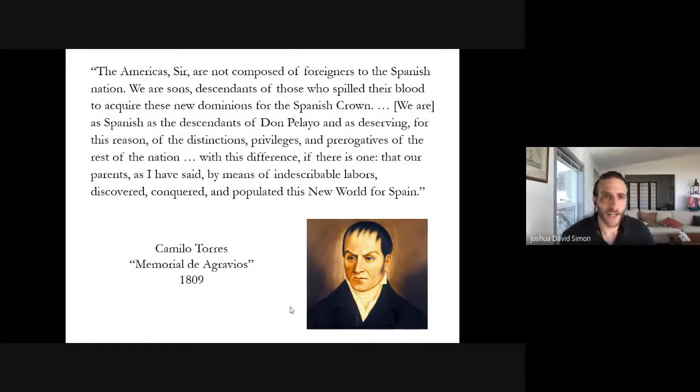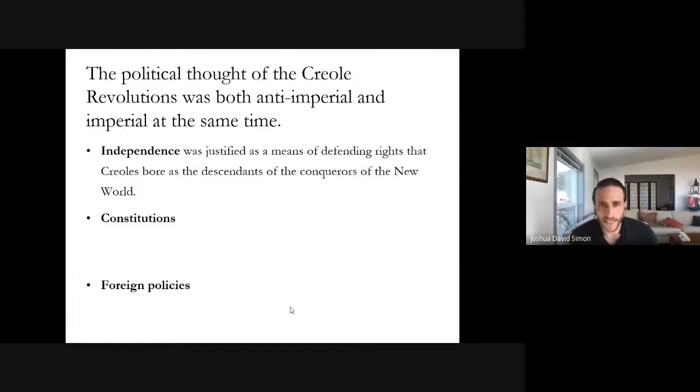So this is what I mean by anti-imperial imperialism. The Creole revolutions attacked inequalities imposed by imperial rule, but they did not attack the idea of empire in itself. They sought the independence of colonies, but also sought to maintain a colonial social hierarchy. So let me run through these other dimensions of anti-imperial imperialism a bit more quickly.